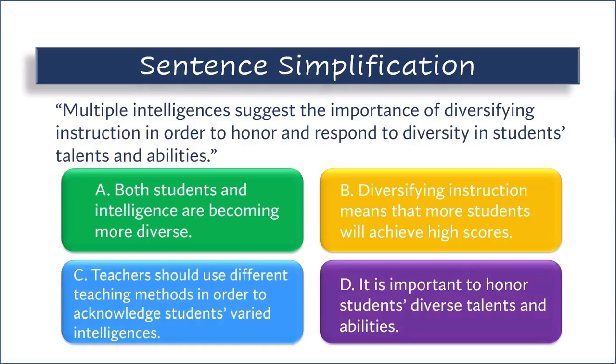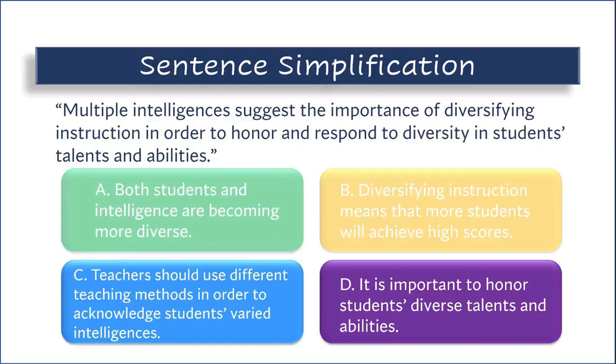A is incorrect because the sentence does not suggest that diversity among students is increasing, but simply that there is diversity among students. B is incorrect because the sentence does not mention high scores. D is incorrect because while the sentence implies that honoring students' diverse talents and abilities is important, this answer leaves out the idea of diversifying instruction. The correct answer is C.